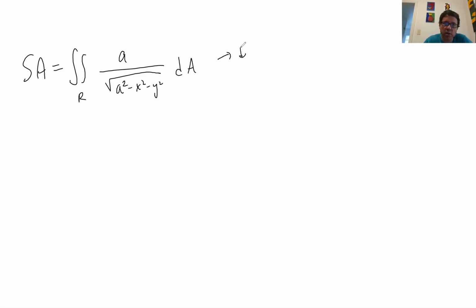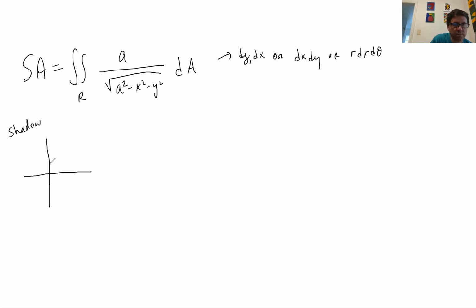Do you want to do this as dy dx, or do you want to do it as dx dy, or do you want to do it as r dr d theta? You have to decide, and you can really do any of them. I'm going to set up the first one there just to see what it's going to look like. So my shadow region again looks like a circle. Here's A.